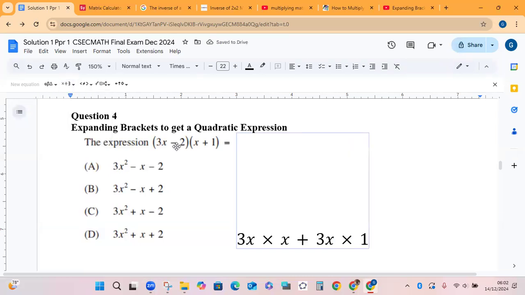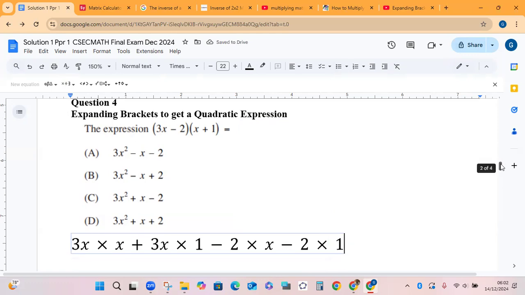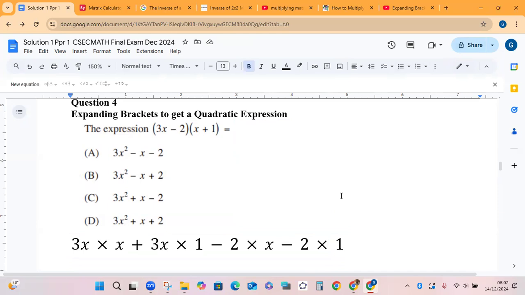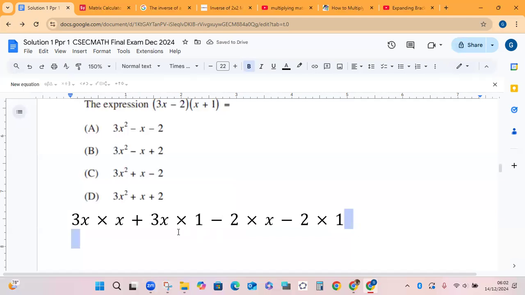Now the negative 2 has to multiply again to the x, and that same negative 2 has to multiply to the 1. Now you do not really do that in the exam, okay? What you will do in the exam is write the answer right away. And as soon as you multiply the first 2, you're going to get the quadratic one time. 3x times x is going to give you 3x squared.